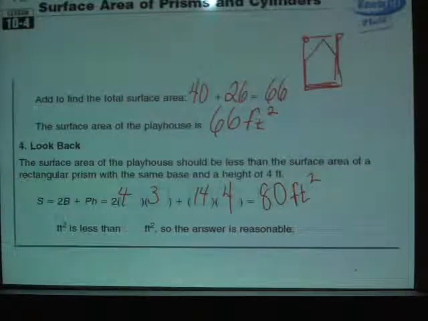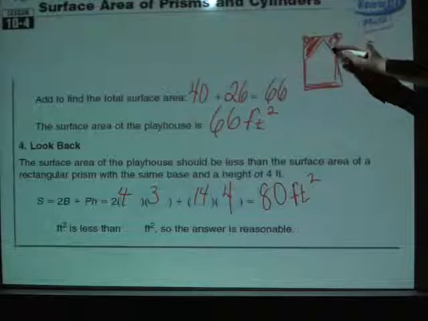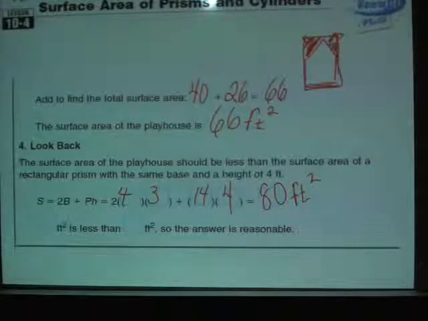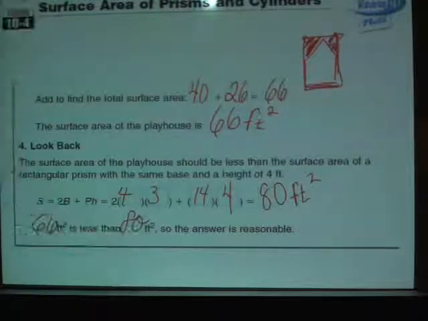Well, we said the surface area was 66. Well, that makes sense because it would have less surface area, as we can see, because, for instance, in the box, this space is not being covered, this space is not being covered. So yes, there is less surface area inside than outside of the box. So since the 66 number is less than 80, and clearly it's going to fit in the box, because that would be the whole point of having a box here, our answer is thus reasonable.